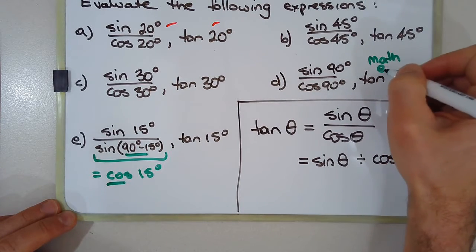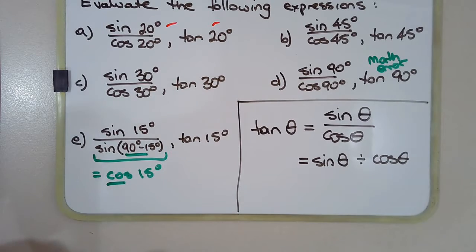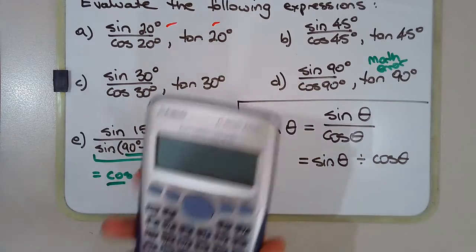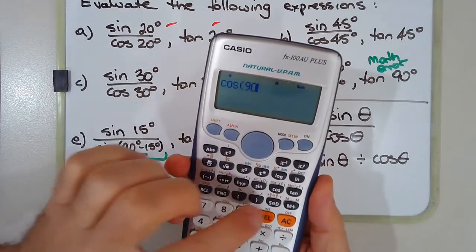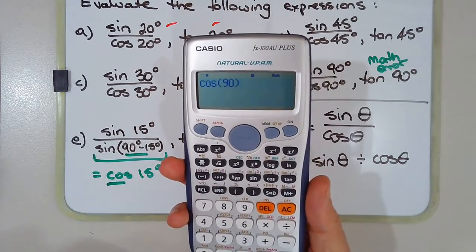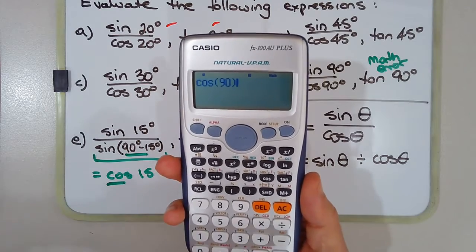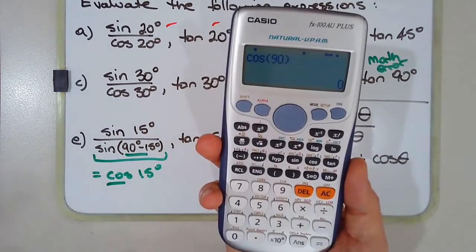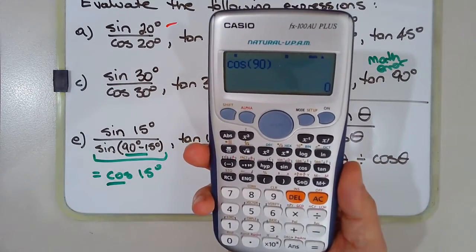You might be asking yourself, why do we get a math error? This will be explained in a subsequent video, but try cos of 90 on its own. It must be something we're dividing it by. Try cos of 90. That's the denominator. Cos of 90. You get 0.